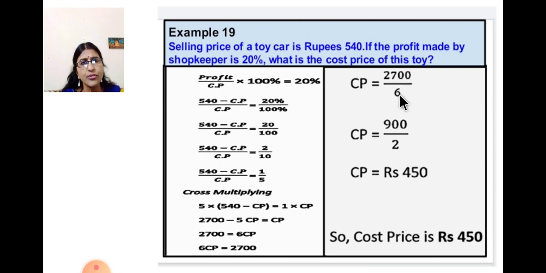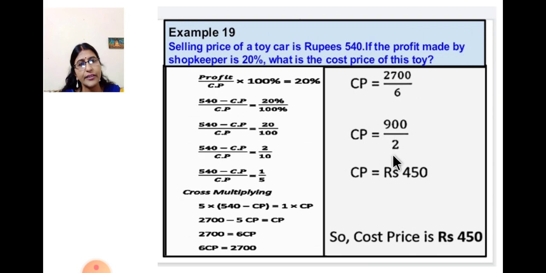So you can see these two numbers are divisible by 2 also, as well as by 3 also. So here it is divided by 3. 3 2s are 6, 3 9s are 27, and then 2 0 is written here, 900 upon 2. If you divide it by 2 also, you will get the same answer. Answer will be rupees 450.